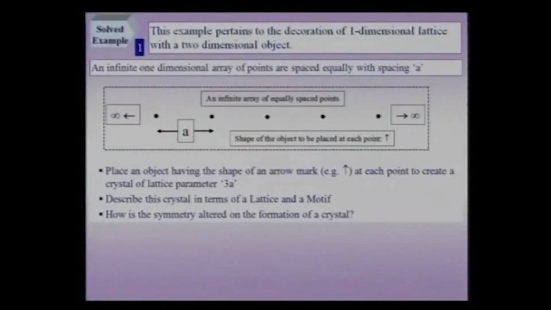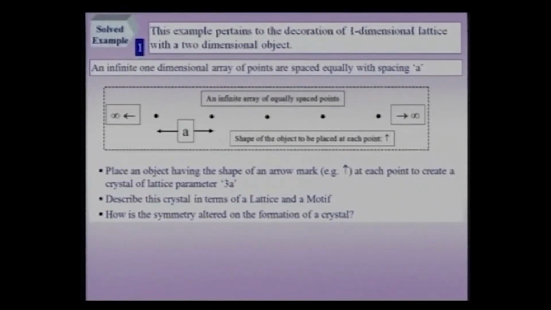Before we proceed further, especially to these three-dimensional lattices, let us take up some simple examples just so that we revise our concepts on what lattices are, how we make crystals out of them, how we define the lattice parameter, and what the alternate choices of unit cells are. So we will consider a few solved examples to understand these concepts. This first example, example number 1, pertains to the decoration of a one-dimensional lattice with a two-dimensional object.